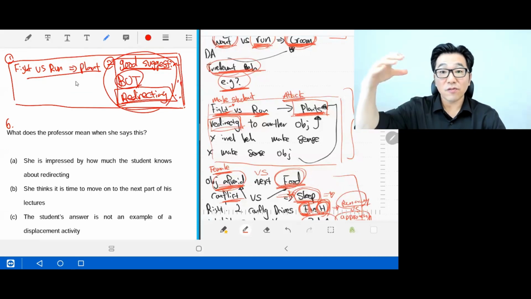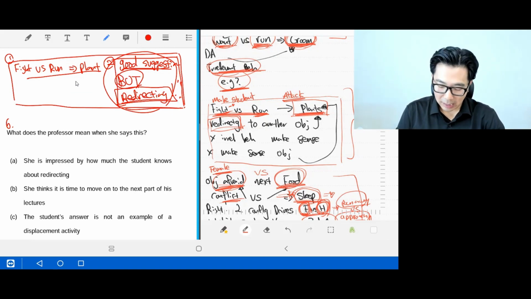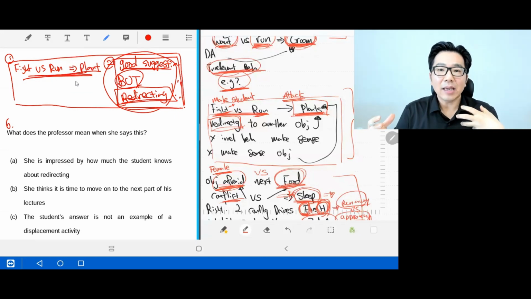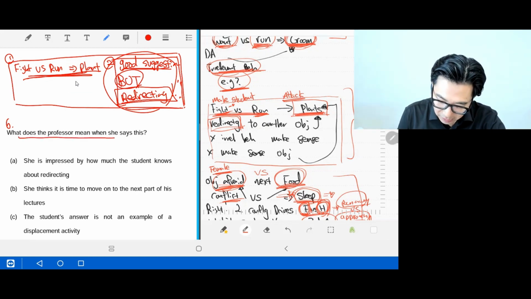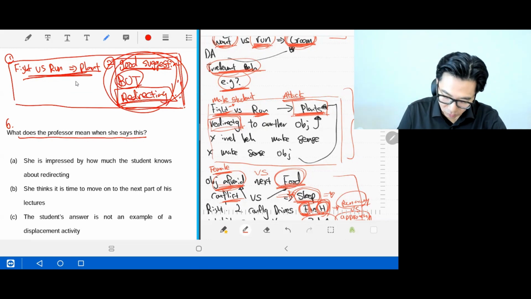But if you want to improve your skills and if you want to be more complete and master TOEFL listening, remember the first part that does not play again for you can be used as a big hint as well if you catch both parts. Okay, both parts. Okay. All right. So what does the professor mean when she says this part? Good suggestion, Carl, but that's redirecting, right? So that's a function question.